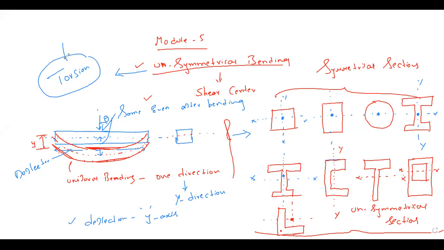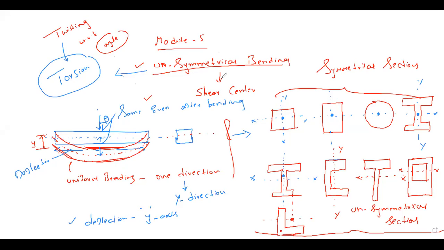Beams will undergo torsion. What do you mean by torsion? Twisting. Twisting with respect to angle. Okay, with respect to angle. Understand? So unsymmetrical bending means the beam undergoes torsion along with deflection, right? So that is what unsymmetrical bending is.